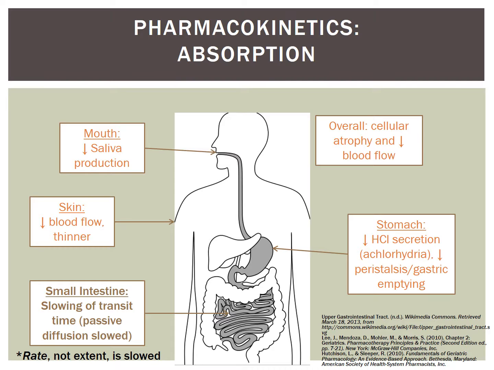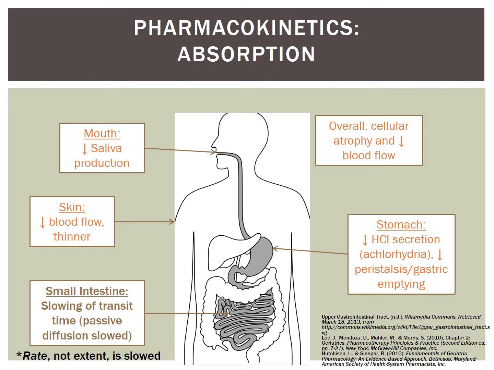This is also known as achlorhydria. This can cause an increase in gastric pH. This is going to lead to a decrease in absorption of basic medications. Basic medications are those that need an acidic environment in order to be best absorbed, and they include ferrous sulfate, calcium carbonate, and ketoconazole, among others.